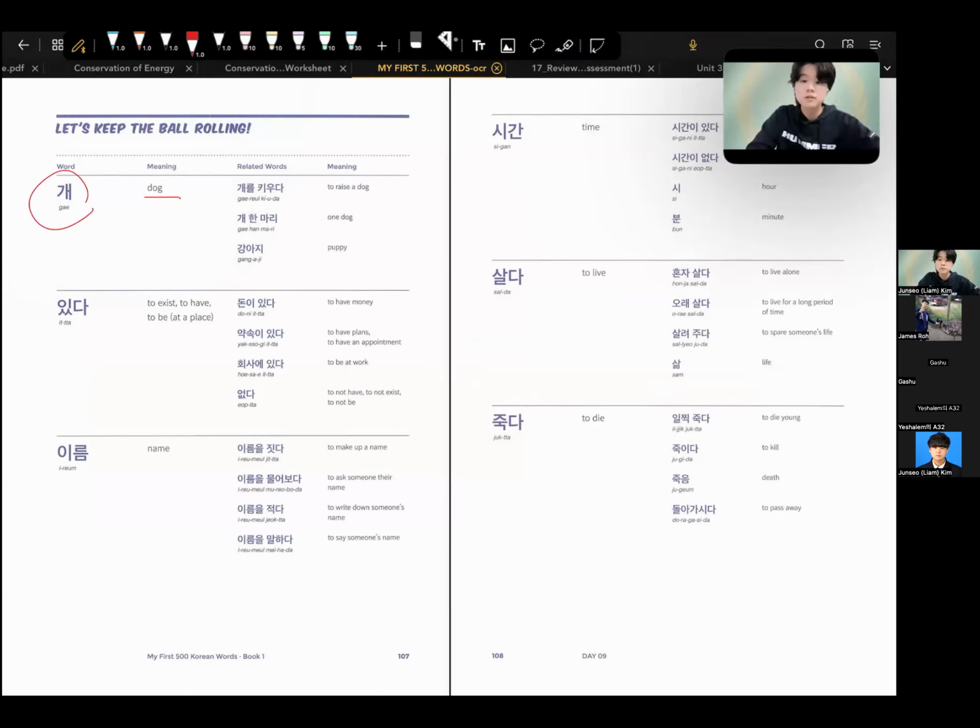And then let's look at some related words. First one is 개를 키우다. Can you follow after me? 개를 키우다. Nice. It's 개를 키우다. And the meaning is to raise a dog. So like to have a dog in your family and living with the dog. That is called 개를 키우다 in Korean.